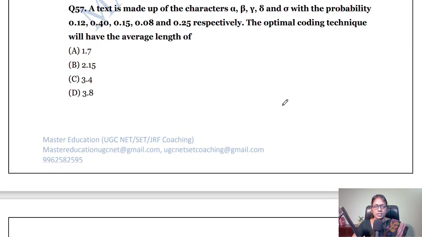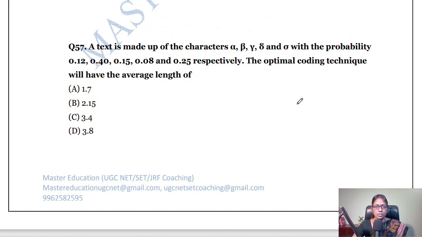The next important question is this one: the optimal coding technique will have the average length of what? A text is made up of the characters alpha, beta, gamma, delta and omega with probabilities 0.12, 0.40, 0.15, 0.08 and 0.25 respectively. That is, this particular letter is coming 12 times for 100, and this letter is coming 40% of the time. The optimal coding technique will have the average length of.